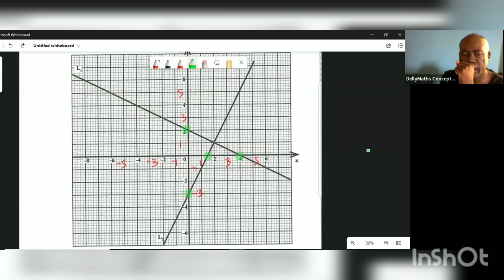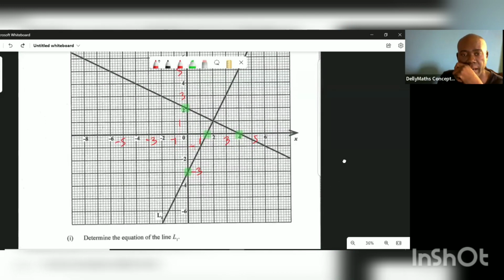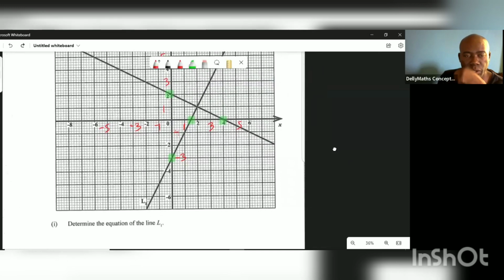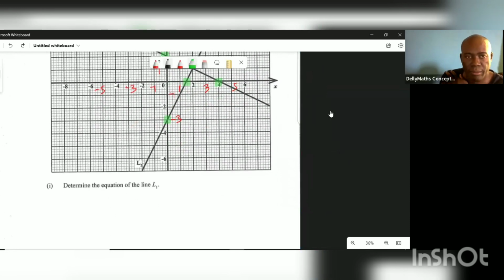From this, it's going to be a negative gradient. We can count the gradient. We can work out the gradient. So it's up to us how we want to do it. So let's work out the gradient. So we have 2 points: (0, 2) and (4, 0). The moment I have this, this is my y-intercept already.